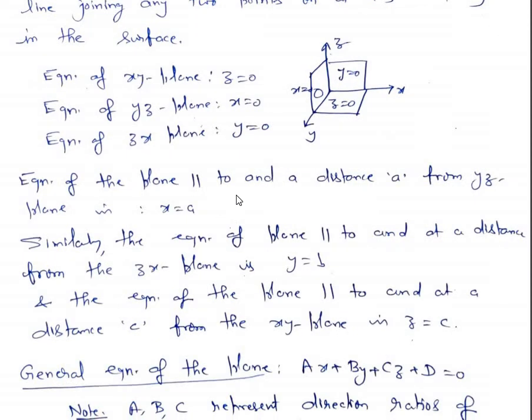Equation of a plane parallel to and at a distance a from yz plane is x is equal to a. Equation of plane which is parallel to yz plane and a distance a from yz plane is x is equal to a. Similarly, equation of plane parallel to and at a distance b from the zx plane is y is equal to b. And equation of the plane parallel to and at a distance c from the xy plane is z is equal to c.